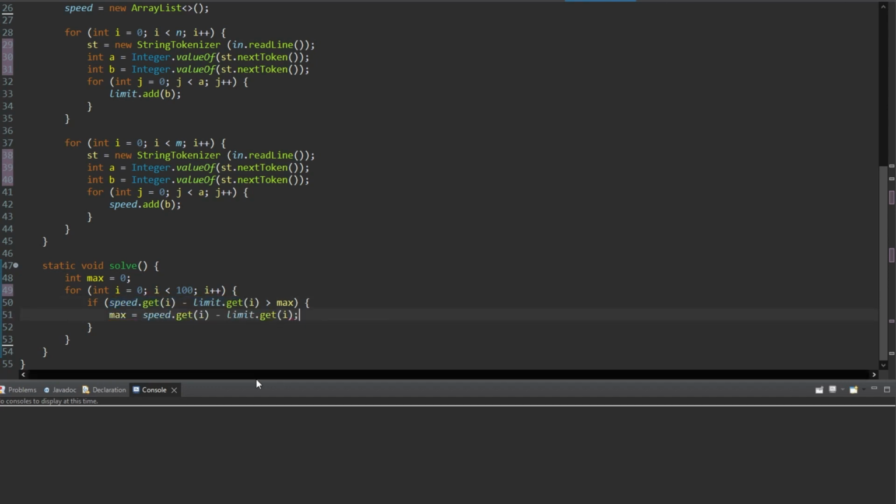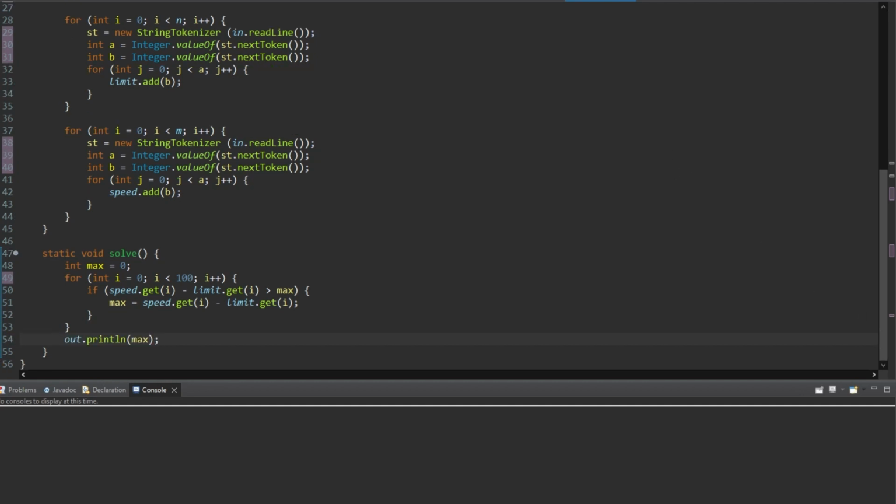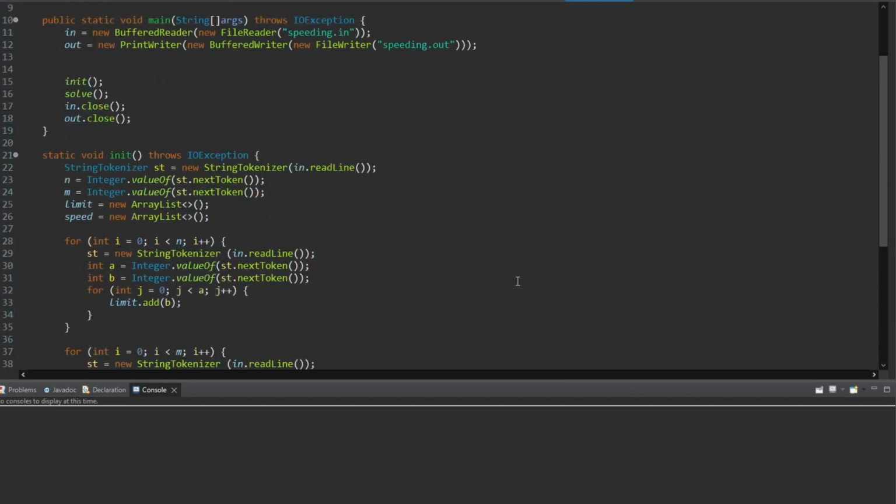So yeah, it's just saying if the current speed minus the speed limit is larger than the max, then we're going to put that into our max. And this could be, for example, if we have a speed of 45 and a speed limit of 40, then we're going 5 miles over the speed limit, so that's just going to be the new max, right? And then we'll just output this, and that is going to be it for our code. So now we can go ahead and submit.